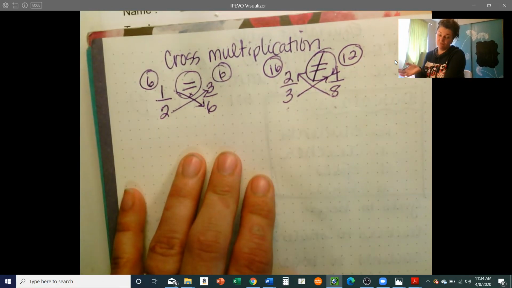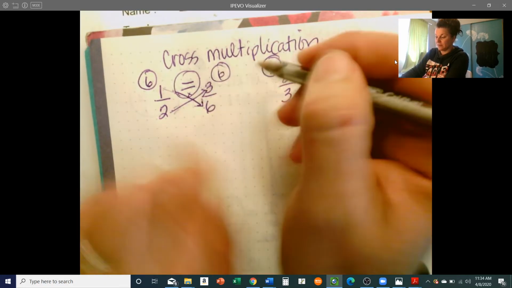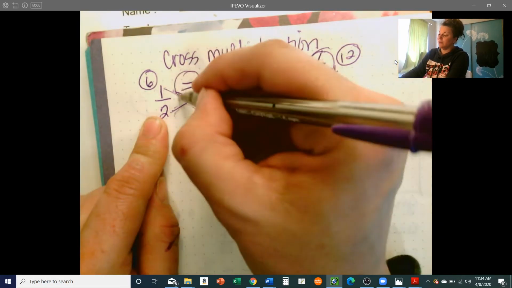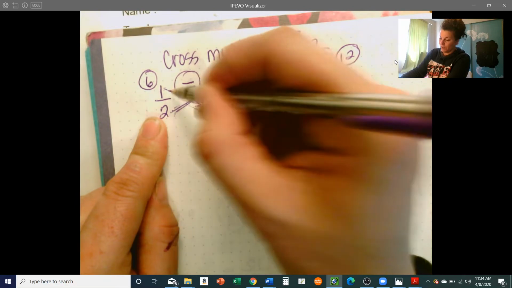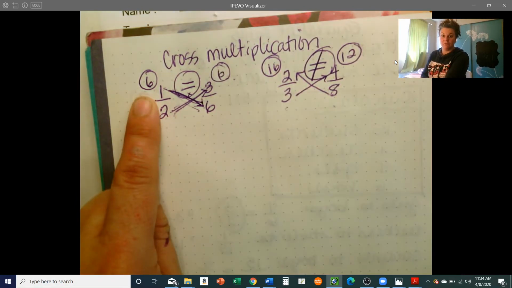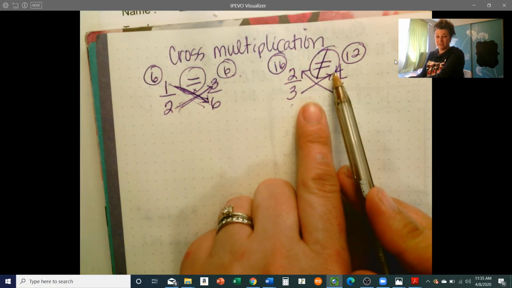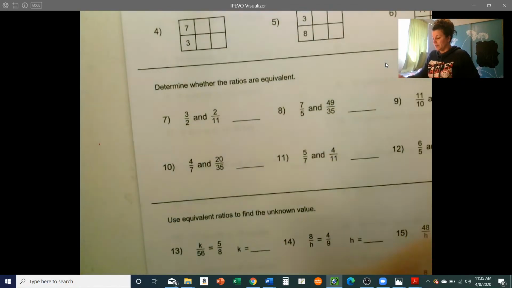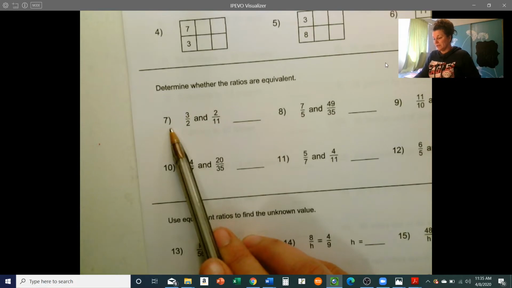That's all you do. Multiply the diagonals. Cross multiply. If when you do that you get the same number, then they're equal. And if you do it and they're not the same, then they're not equal. So the first one on your example here, we have 3/2 and 2/11.